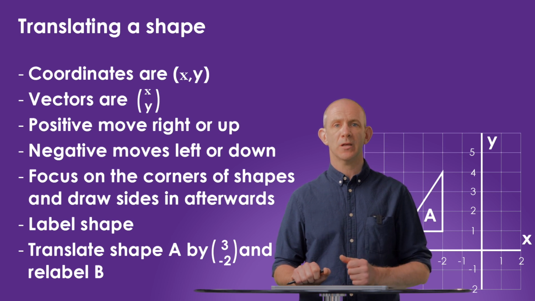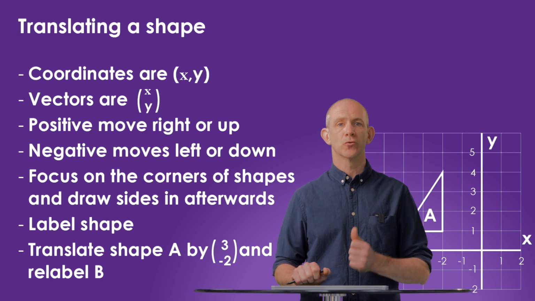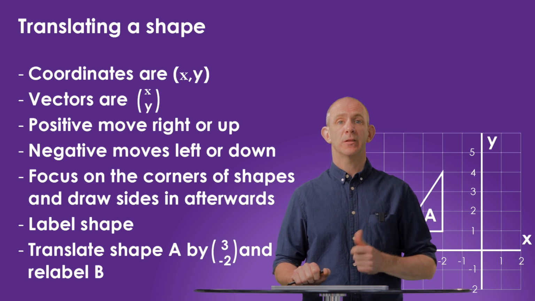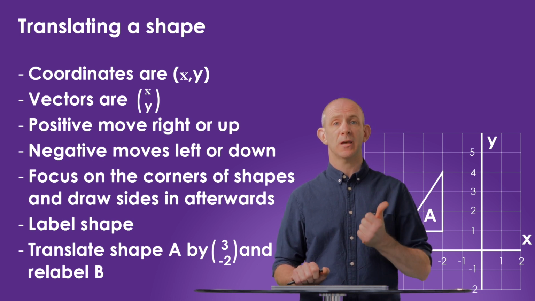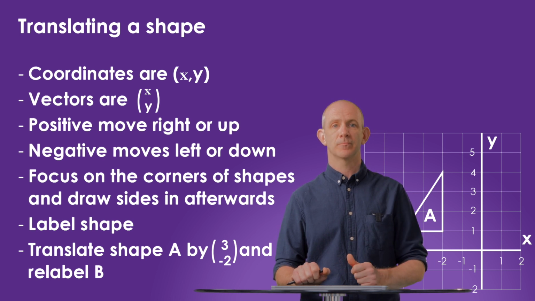The easiest way to think about a translation is to focus on a corner of the shape and then redraw the other points and lines in afterwards. It's also worth remembering, if it doesn't ask you to label it, then you can label it with the same name and an apostrophe, representing the shape after the movement.